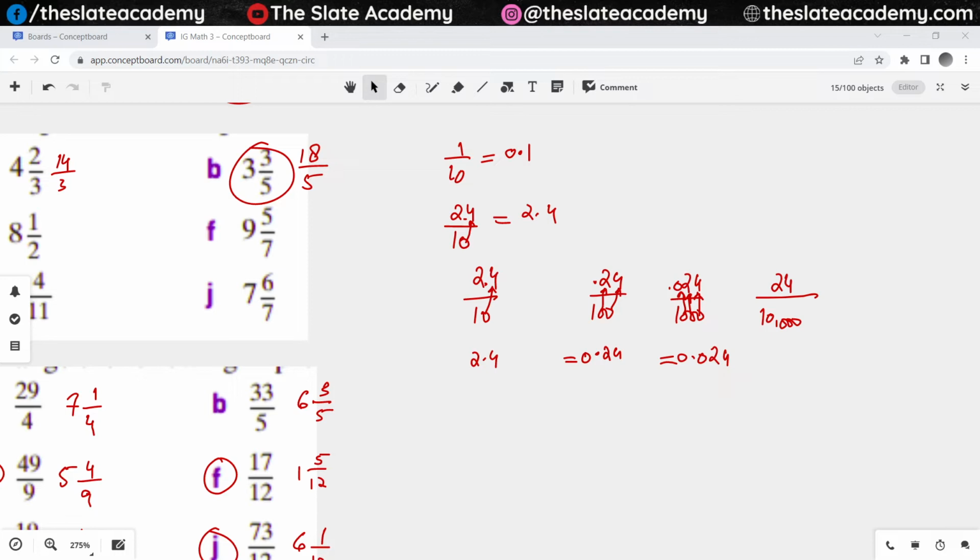So similarly, this one, 24 by 10,000, the last zero aligns with this 4. The one before it aligns with 2. And then there are two zeros. For that, I put two zeros up there. And then I put a dot or decimal. So it would be 0.0024.